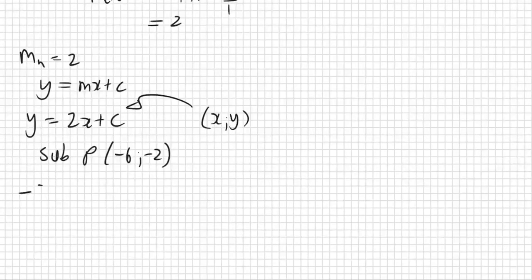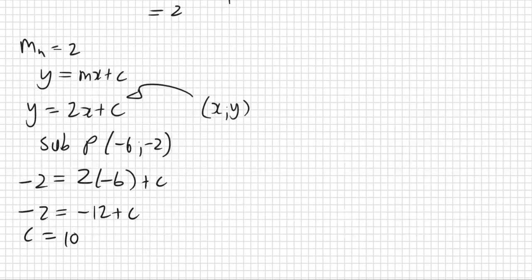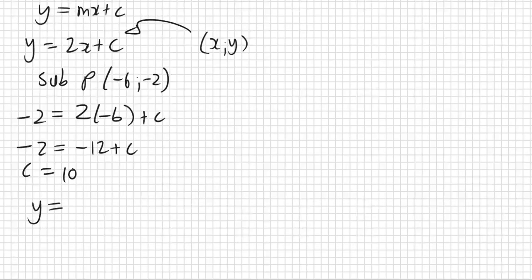So where the -2 goes where the y goes, equals 2 times -6 where the x goes, plus c. -2 equals -12 plus c. Add 12 on both sides, and we get 10. So c is equal to 10. Finally, it asks for it in this form. So y equals 2x plus 10 is the final answer. And I think that completes question number 6.